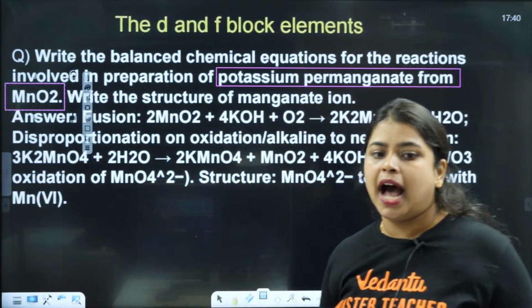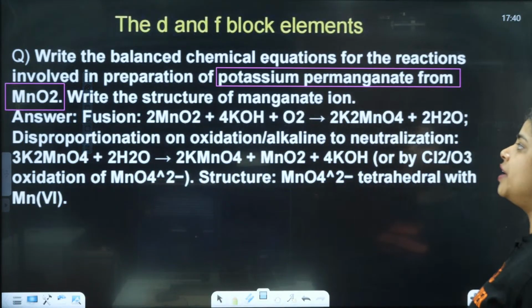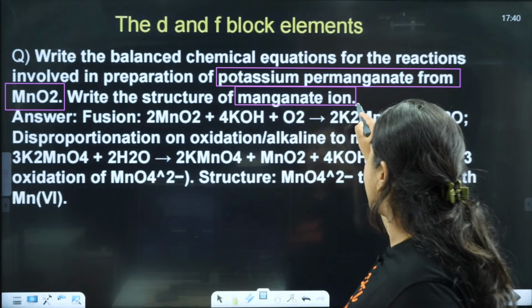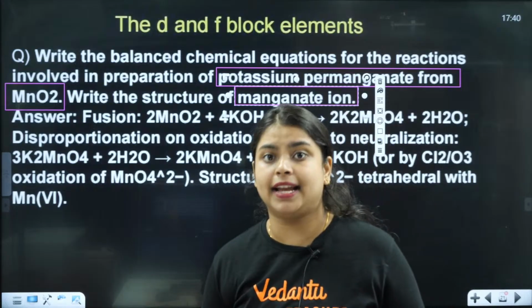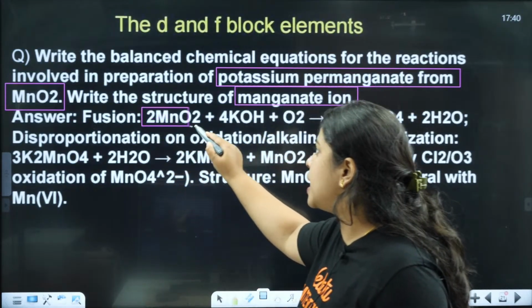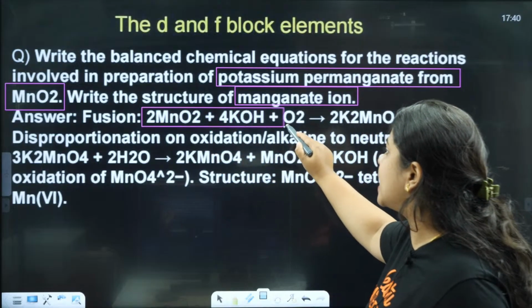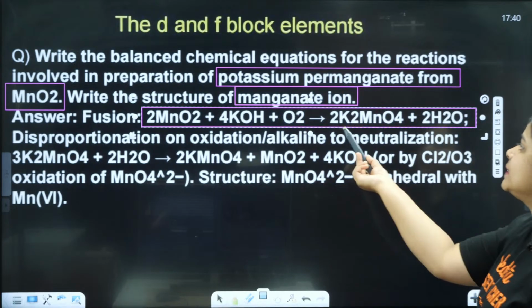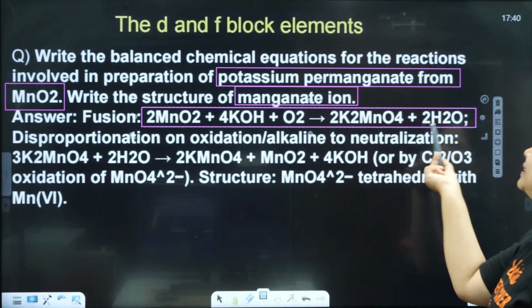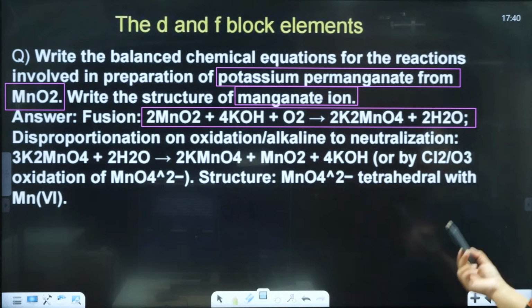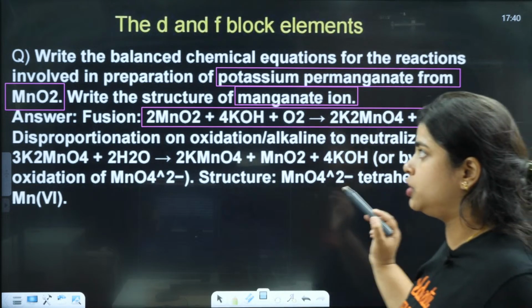Magnesium oxide preparation. Write the structure of the manganate ion. What is going to be fusion? Now if in case we are taking MnO2, which is getting reacted with KOH plus O2, which will form what? That is 2K2MnO4 plus 2H2O. Clear? Understanding this? This is a very important question.